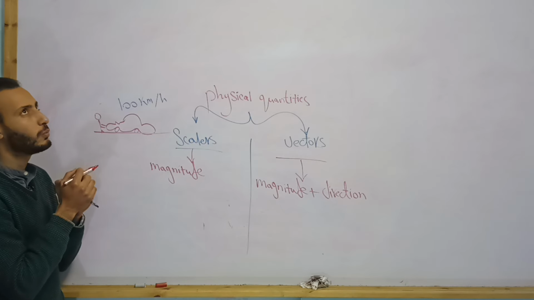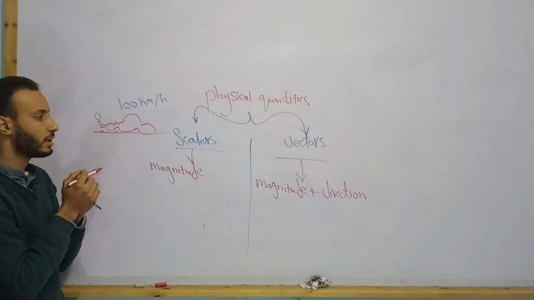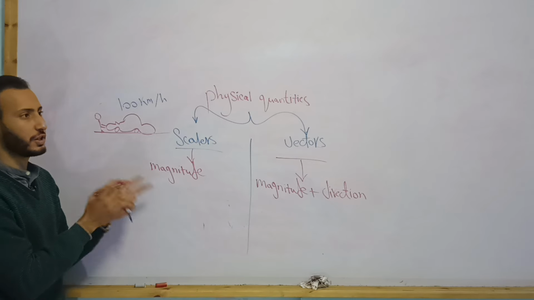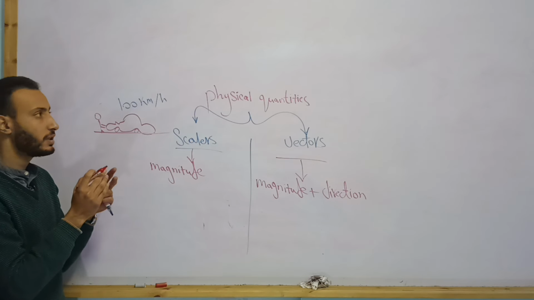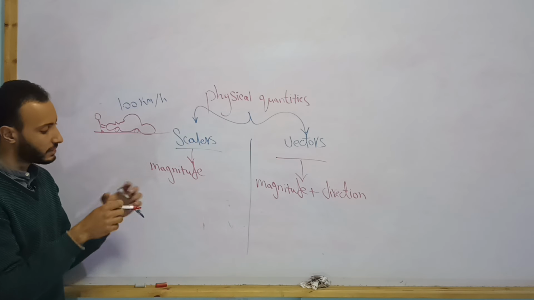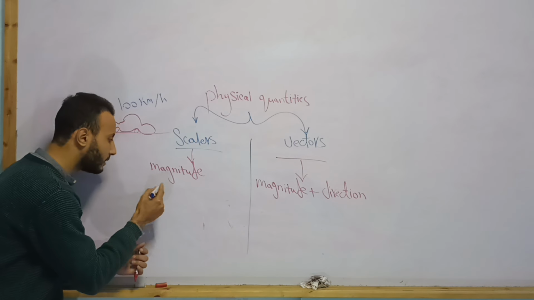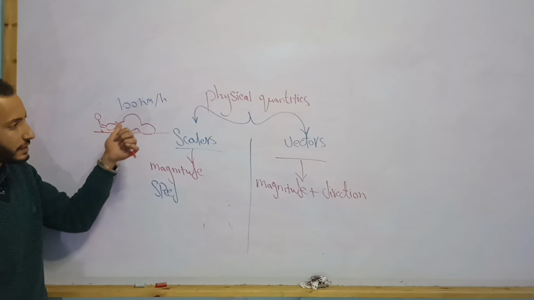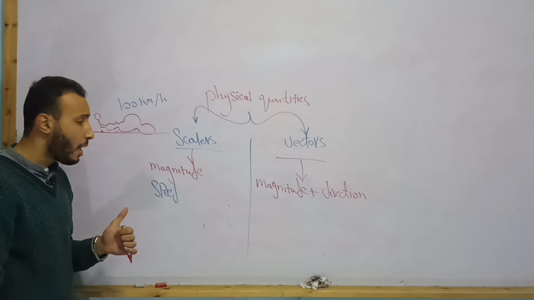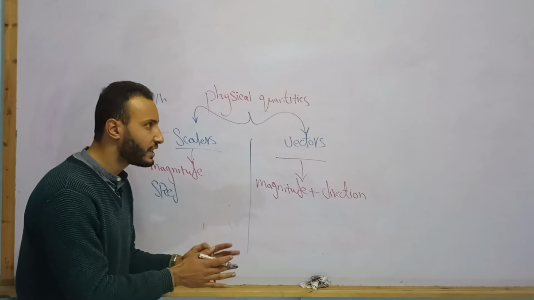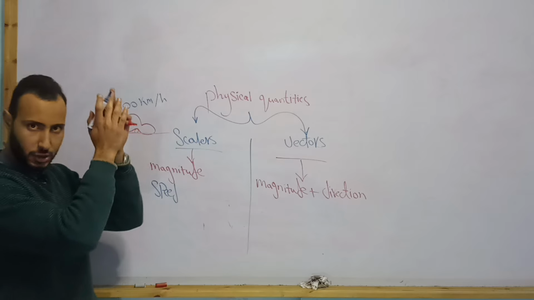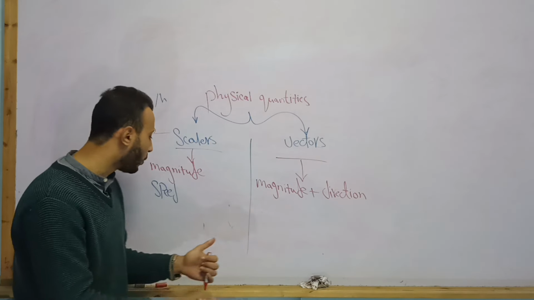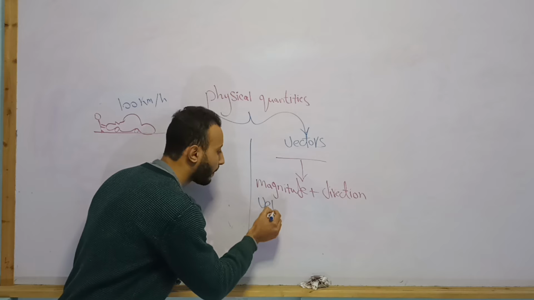Okay? So we can mention other vectors like velocity, because velocity is speed with direction. So if you didn't mention the direction, you can call it speed, like the speed of this car is 100 km per hour. But if you said that the velocity of this airplane or this car is 100 km per hour in the north direction, then this is called velocity.